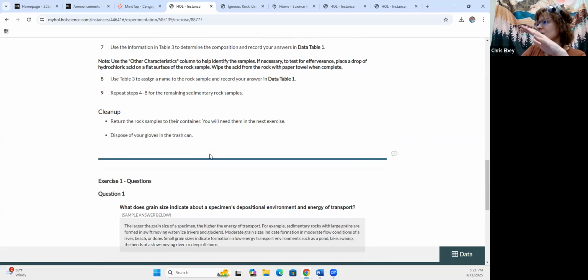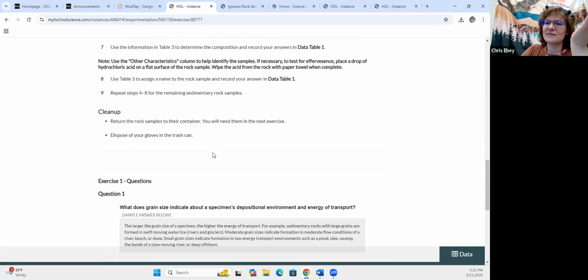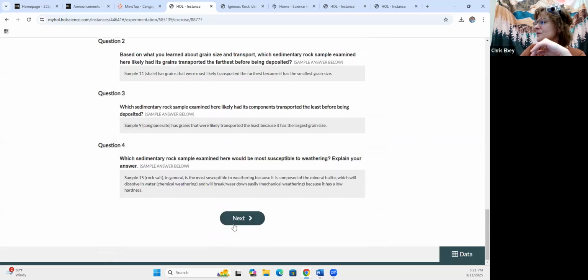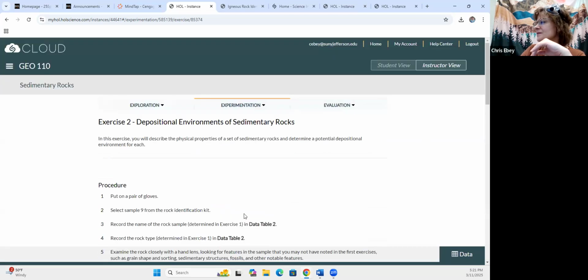Return the racks to dispose of your, oh, that's why you're wearing gloves. If you're wearing gloves, you really don't have a problem if you dispose of them. Just don't touch your eyes after touching that acid. It'll ring your bell for sure. And then you go on to evaluation.